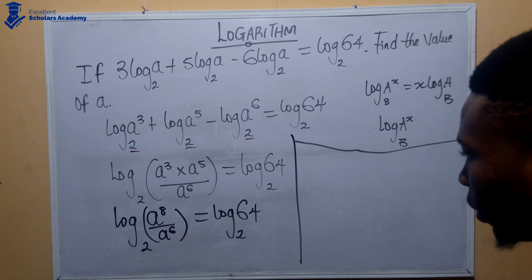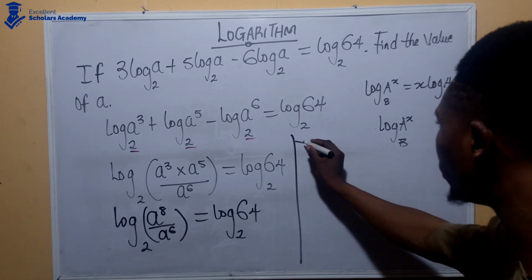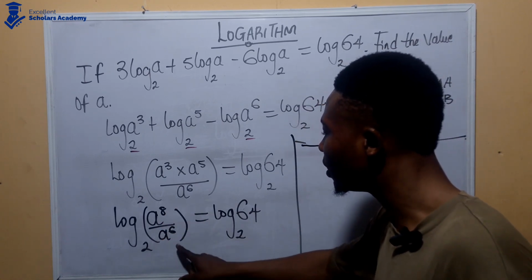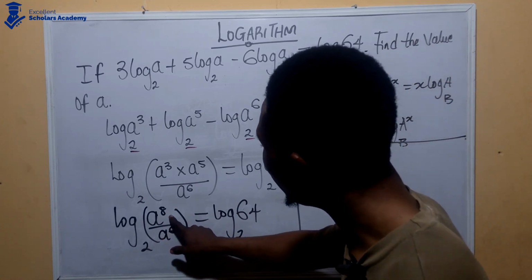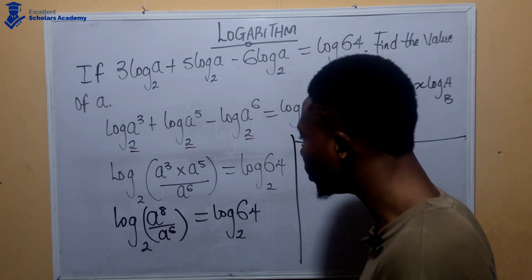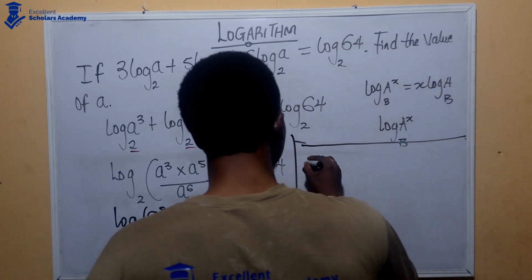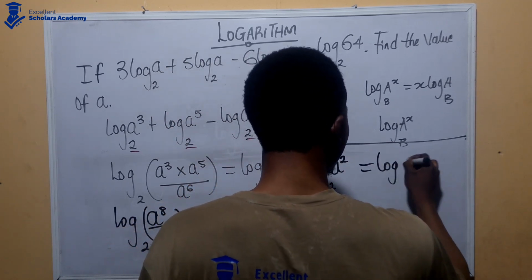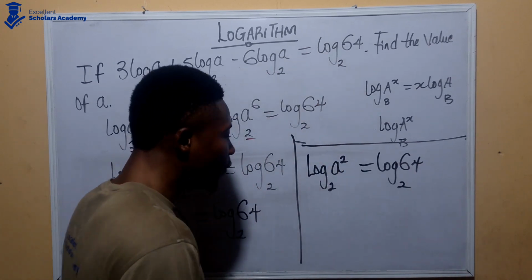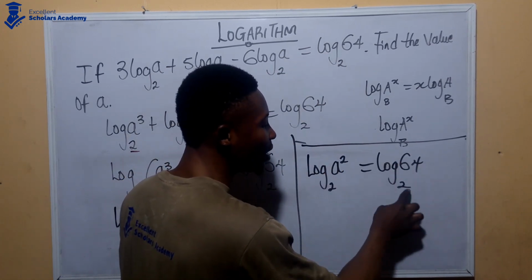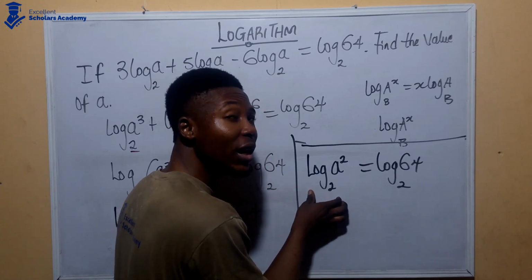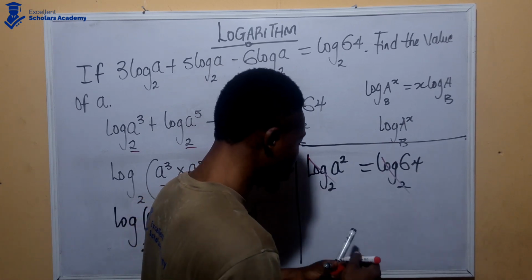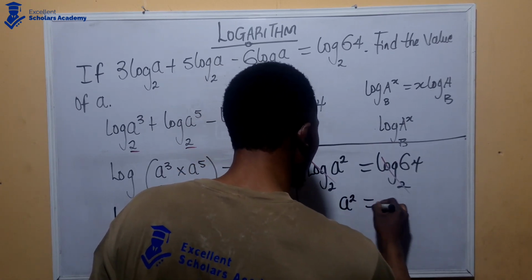Now let's continue. According to the law of indices, this is a to the power of 8 over a to the power of 6. This is a and this is a, so I'm going to subtract their powers. 8 minus 6 gives me 2. So that's log a to the power of 2 base 2 is equal to log 64 base 2. Now, if you watch closely, the log on the left hand side has the same base as the log on the right hand side. So these are going to cancel each other, and you're going to be left with a squared is equal to 64.